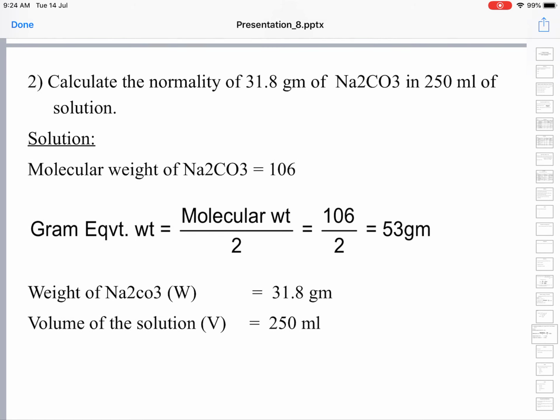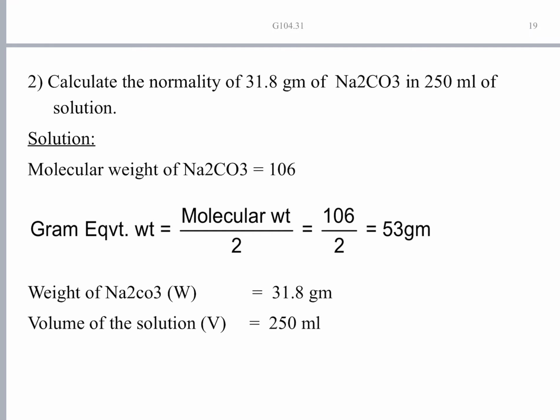Calculate the normality of 31.8 grams of Na2CO3 in 250 ml of solution. See, we have laid out a program for how to calculate these things. In normality problems, first calculate the gram molecular weight, then the gram equivalent weight, then write the given data, weight and volume of the substance, then write the formula, substitute and simplify, as we did in the earlier case. Here also we will do the same.